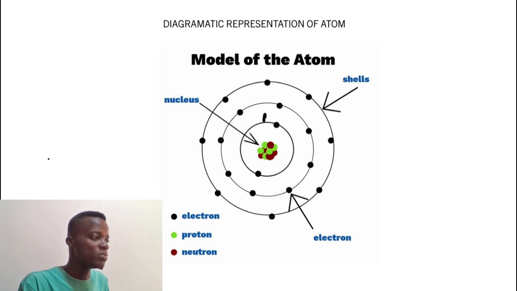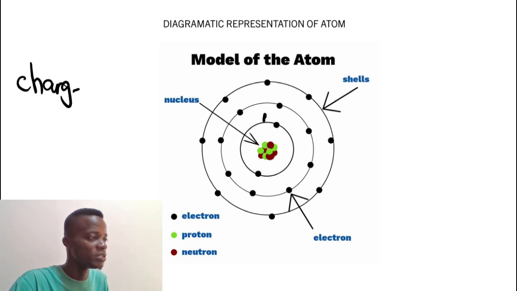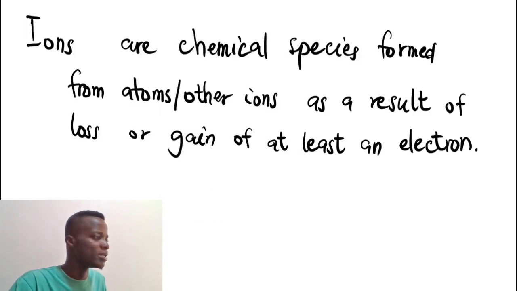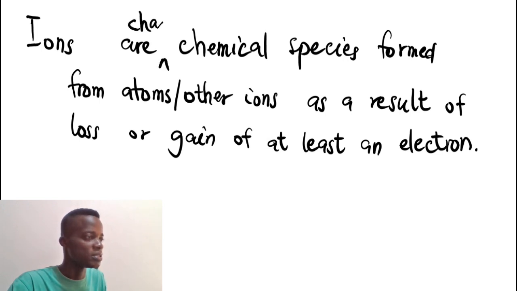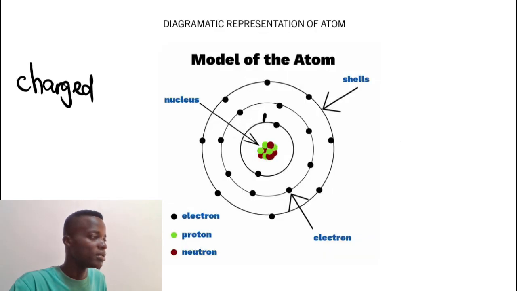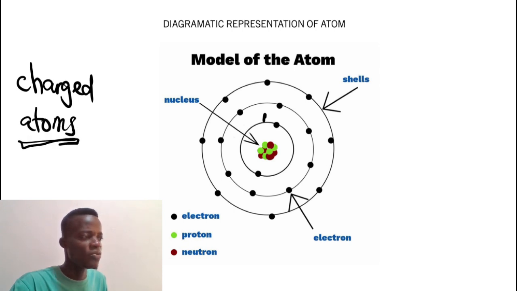We have to know that they are chemical species, and these chemical species are actually charged. Meaning they end up having a charge. I should have said that in the definition. Ions are charged chemical species, to make the definition very solid. Ions are charged atoms. You can call them charged atoms, so atoms that are charged. But what do we mean by that?